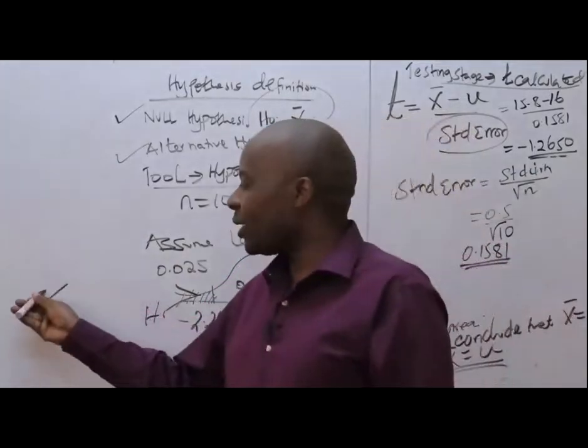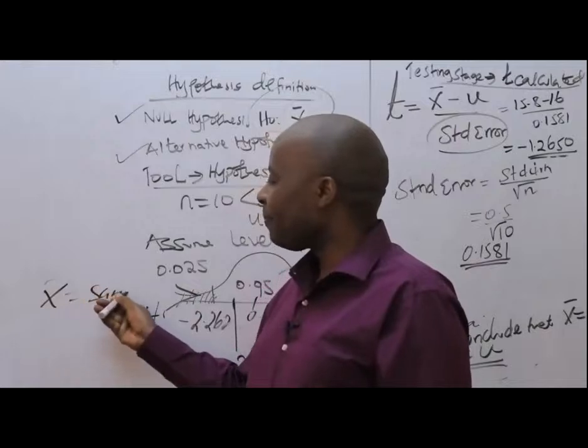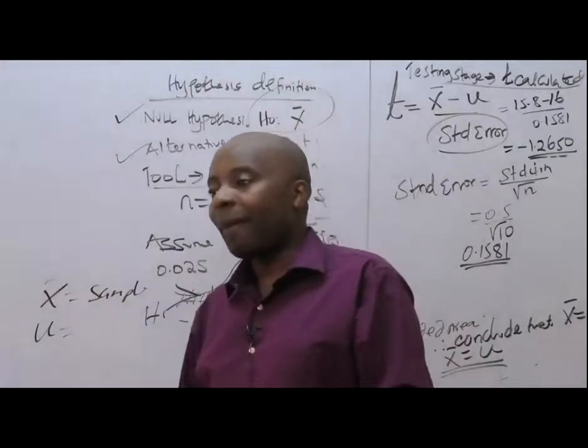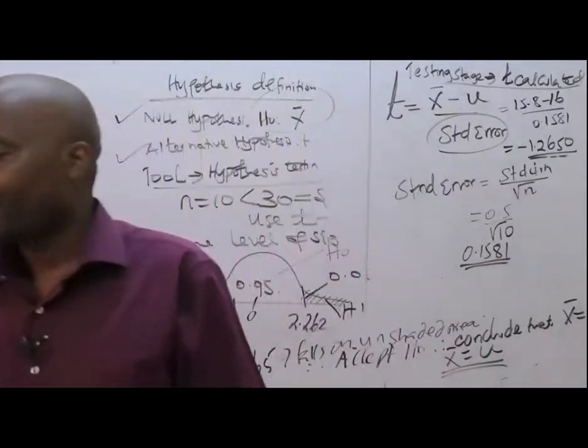X bar is always what here? X bar is the sample mean. And then our mu should be what here? Should be the population mean. Don't confuse between the two.